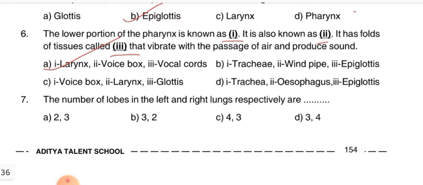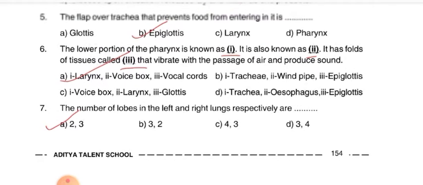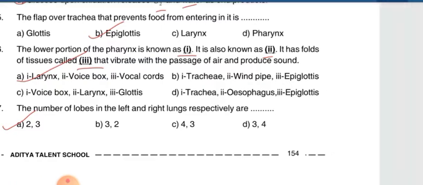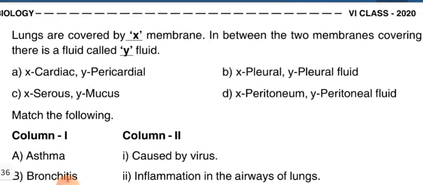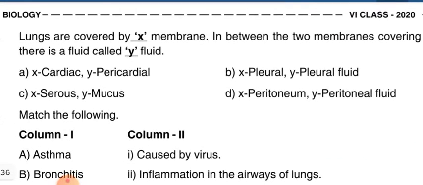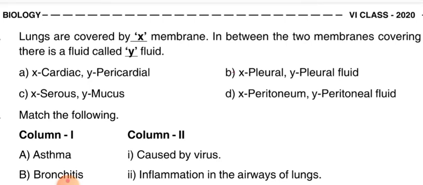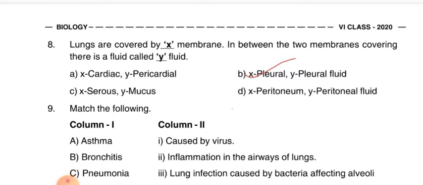Coming to number 7, the number of lobes in the left and right lungs. The right lung is bigger, the left is smaller. So left has 2 lobes, right has 3 lobes. Answer is 2, 3. Next, coming to the eighth one, lungs are covered by which membrane? Lungs are covered by the pleural membrane, and the fluid between them is called pleural fluid. Answer is B. Match the following.